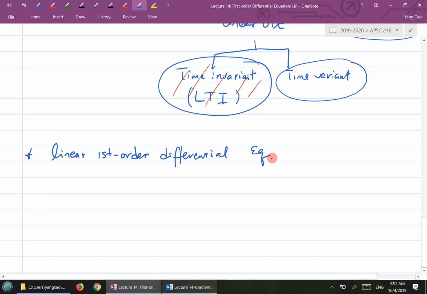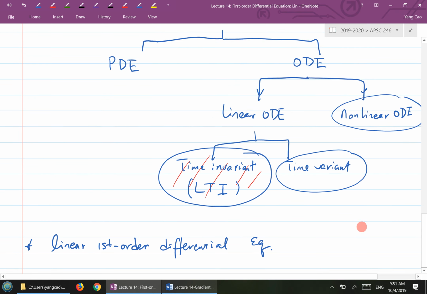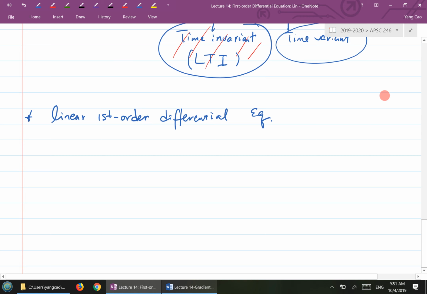Now, as you can see, I didn't put "ordinary" here. So I didn't put "linear first order ordinary differential equation" because, as you will see in some examples, they are not ordinary. They can basically be a nonlinear type. Okay, so let's take a look at what we're going to deal with.